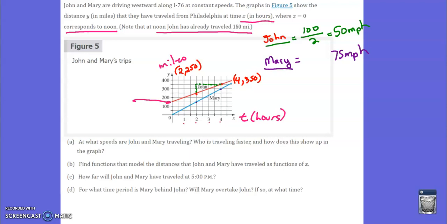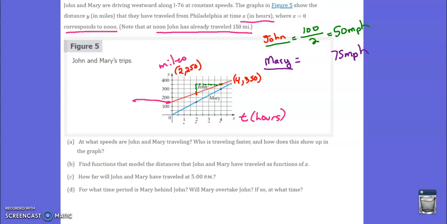Okay, so at what speed are John and Mary traveling? We answered that. Who is traveling faster? Well, we just answered that. How does this show up in the graph? Well, notice it's showing up in the graph because Mary's rate is faster. She's climbing faster on the constant speed. She's climbing faster than John. Even though John started ahead of her, they're going to end up meeting here, and then Mary will end up passing John as well.